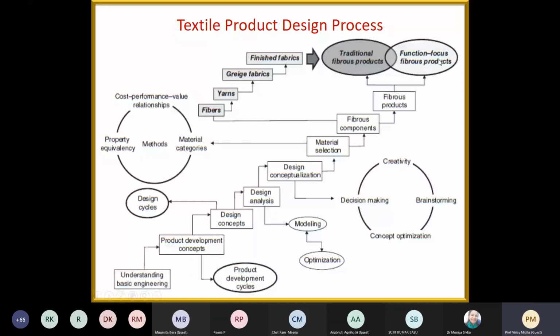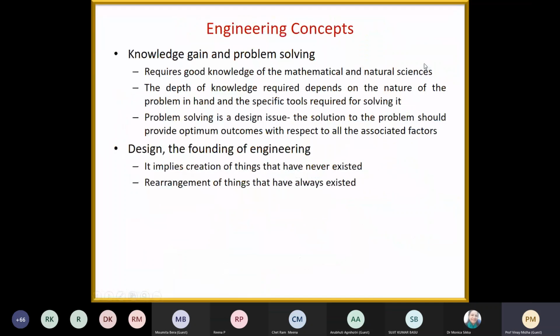Now, what type of problem we are actually taking and what are the optimum solutions for that particular problem, they are to be actually taken here in the designing process. And finally, we will reach a particular type of product, which may be a traditional or a functional product for taking it further to the market. Now, these engineering concepts are very important for the understanding and for generating these particular creations of these particular products.